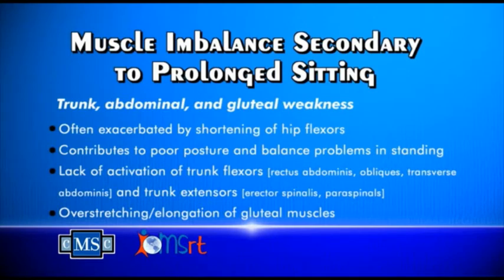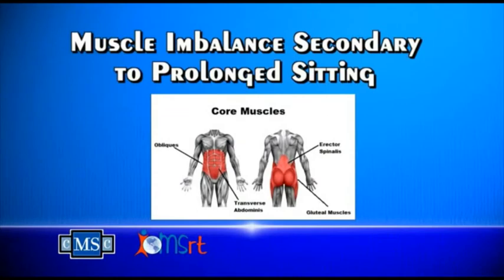Lack of activation of the trunk flexors, the rectus abdominis, obliques, transverse abdominis, as well as trunk extensors, the erector spinalis and paraspinalis, also contribute to difficulty in standing and maintaining an upright, balanced posture. Overstretching of muscles, such as the gluteus maximus, will contribute to weakness. We have the weakness of the musculature, and we should also take note that as the muscles become weak, so too do we see changes within the musculoskeletal alignment.